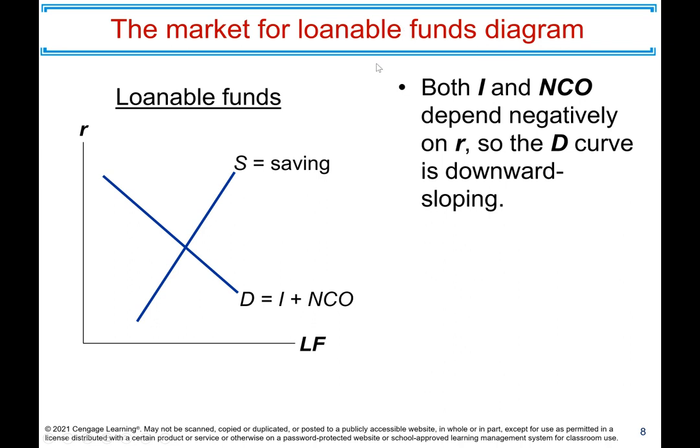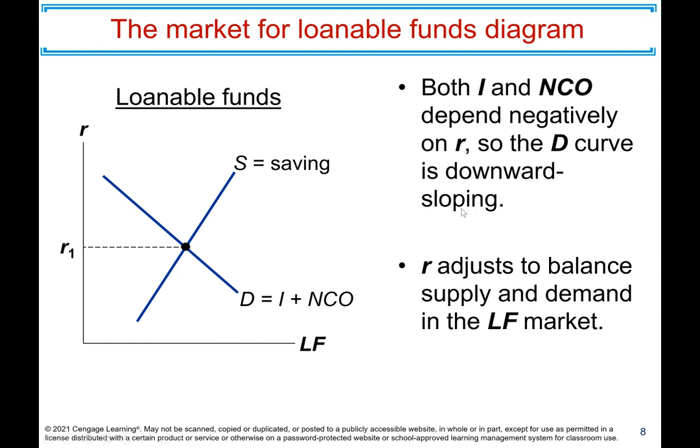Market for loanable funds. We bring together demand, which is domestic investment plus NCO, and upsloping supply, which is national savings. Both I and NCO depend negatively on R. That's why the demand curve is downward sloping. R, or interest, adjusts to balance supply and demand for loanable funds.